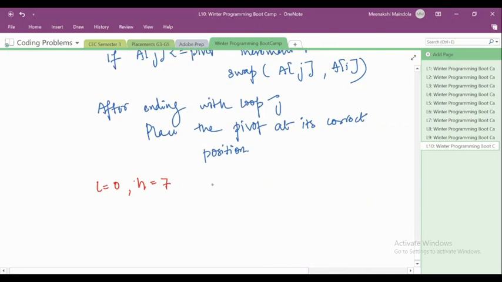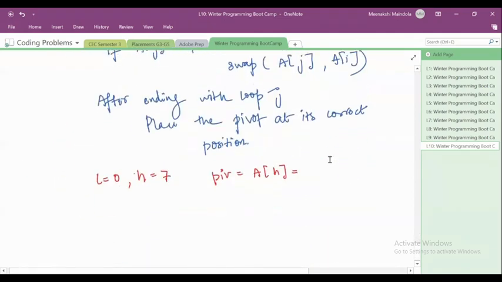Now, when you want to initialize pivot, you say that my pivot element is going to be A of H, which is the element at the last index, which in our case is 42. So you have 42 here as the pivot element.